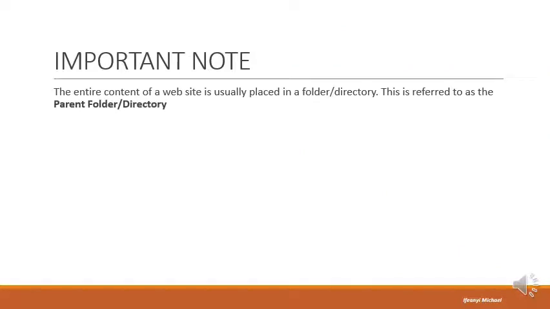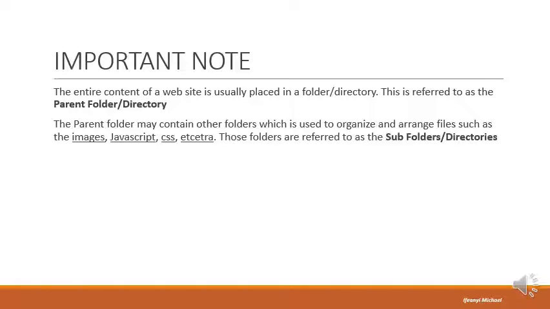Now, one of it is that the entire content of a website is usually placed in a folder or directory, and this is referred to as the parent folder or the parent directory. The parent folder may contain other folders which are used to organize and arrange files, such as the images, the JavaScript, the CSS, etc. Those folders are referred to as the subfolders or the subdirectories.